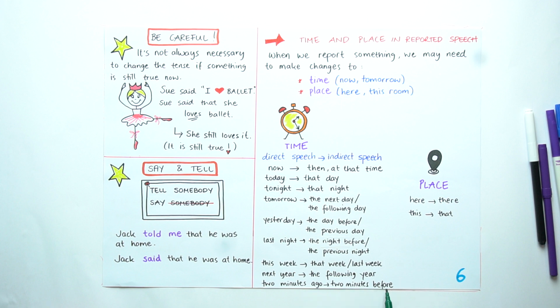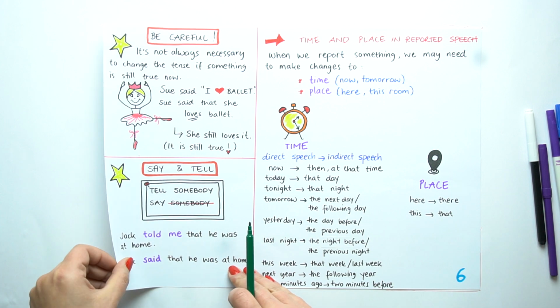So ago becomes before. And as I said before, you need to make some changes with the place as well. Here becomes there, or this becomes that. Okay? But if you're talking about a specific place, you can say the name of the cafe or the place.